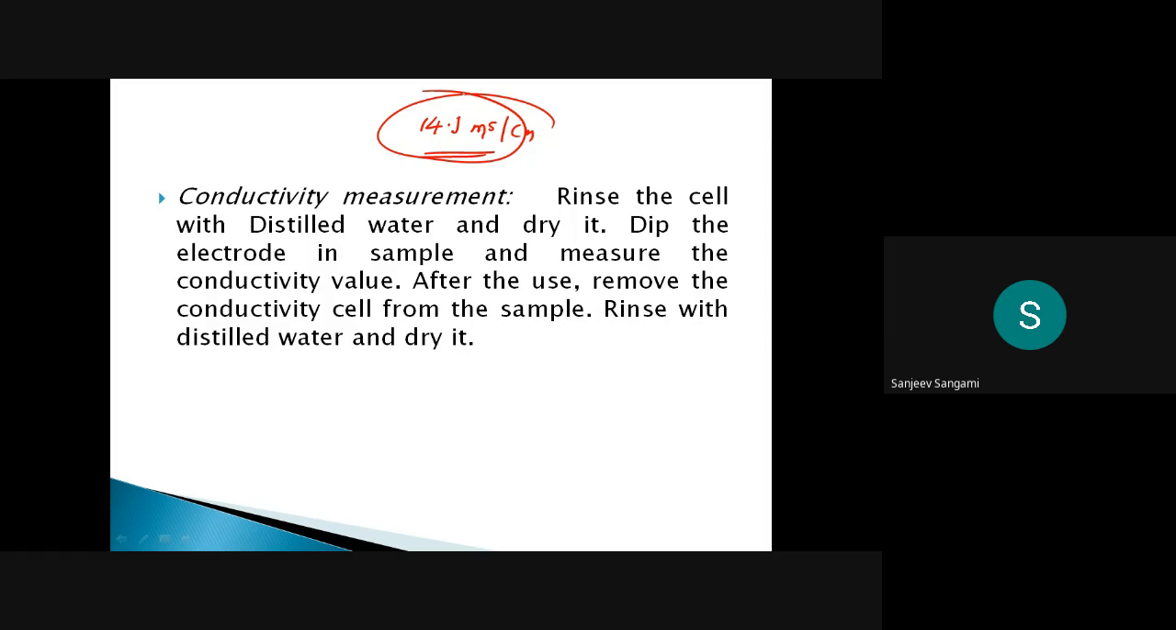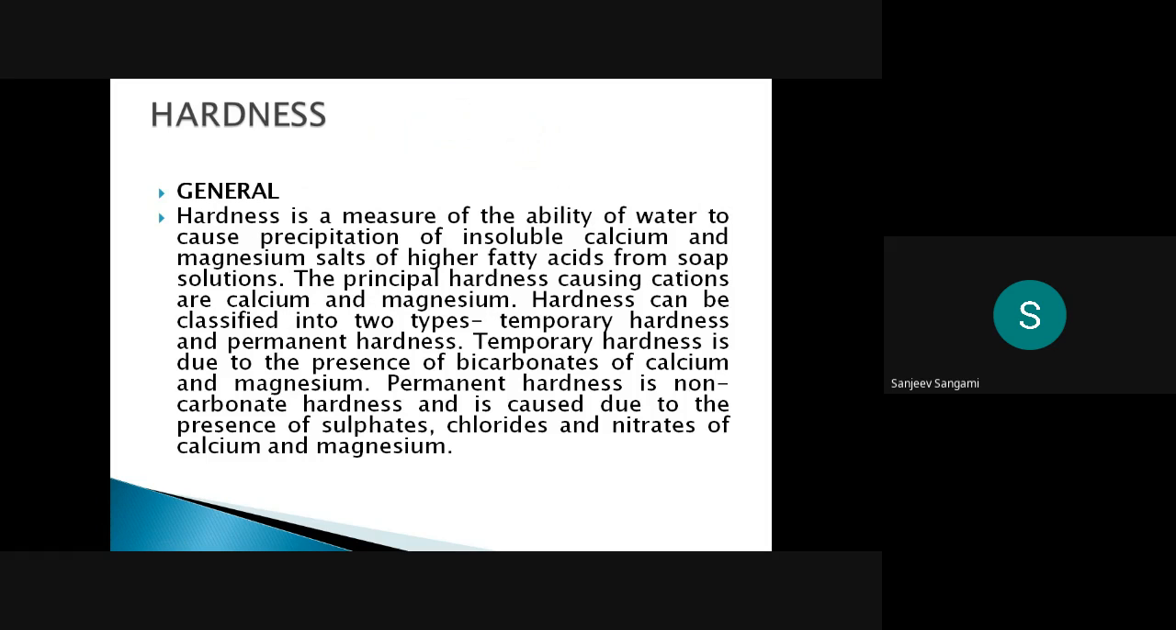Means the equipment is calibrated. Once the equipment is calibrated, then you can dip any solutions into that electrode and find out the reading. Okay, so then we will move on to the hardness experiment.